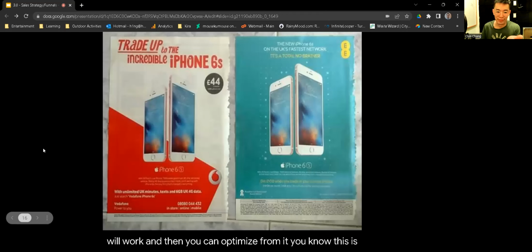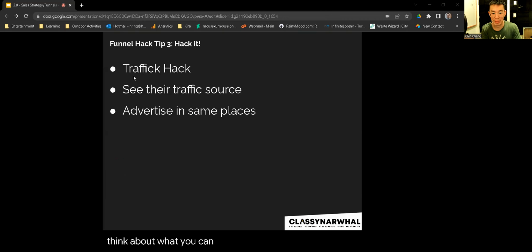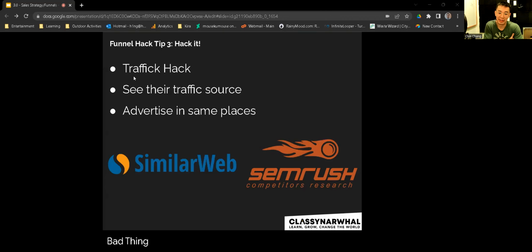This is a funny example. These are two different companies. One is Vodafone. I think the other one is, what is it? I don't remember the other company, but these are two ads that were ripped out from the same magazine. And you can see it's almost the same image. They're also promoting and focusing on the iPhone. Some of the words are slightly similar, although it's a bit different as well. So think about what you can mimic, and it's not necessarily a bad thing, right?